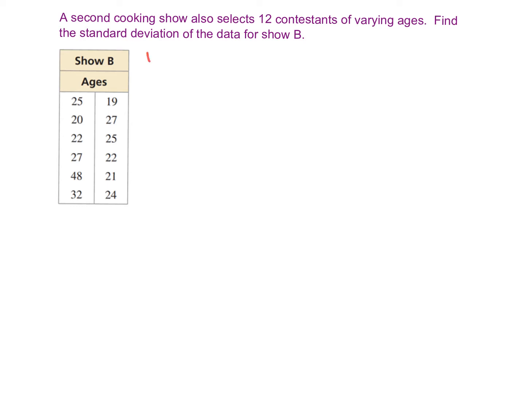So we always start by finding our average, which is represented by X with a bar over it. So we're going to find our mean, which we find by adding up together all of the ages of the people on the show. So we have all of these ages added together, which totals about 312. And then we need to divide by the 12 contestants. So we find that this show has a mean age of 26 years old.